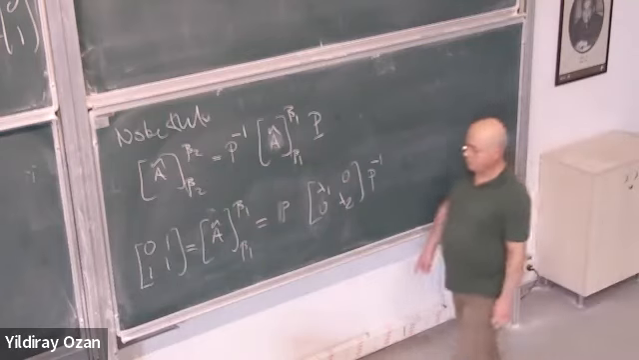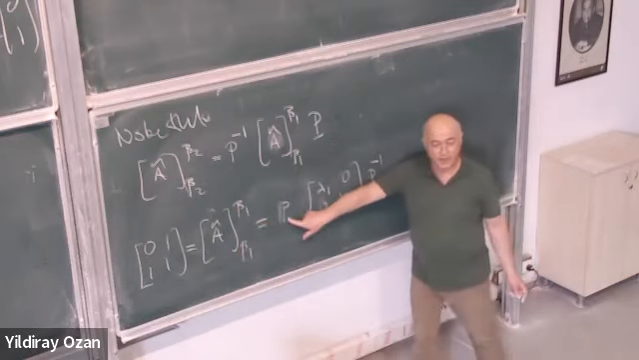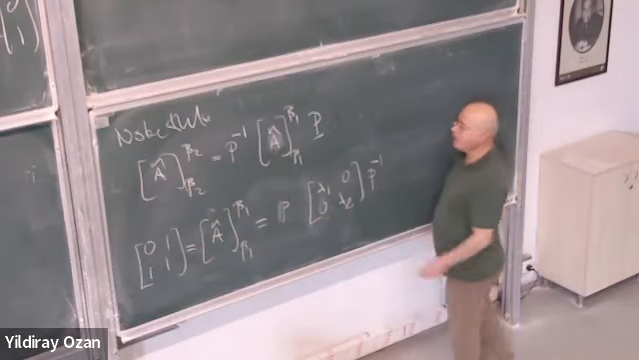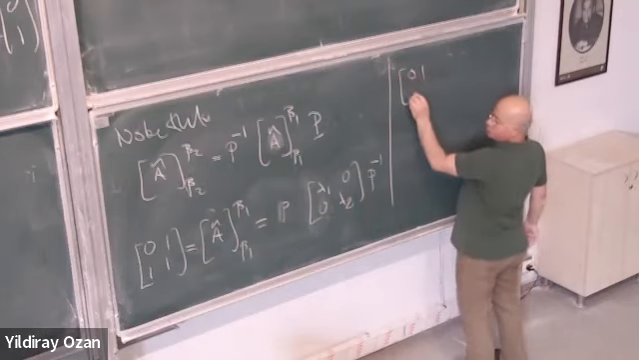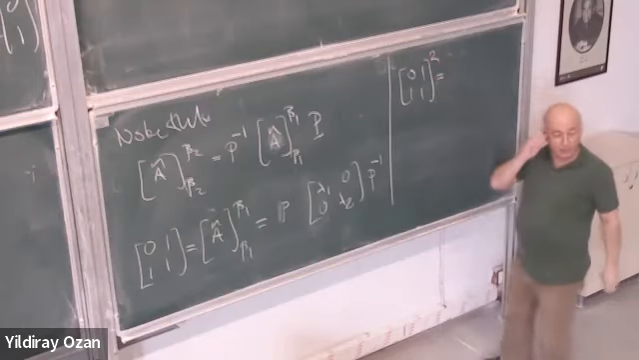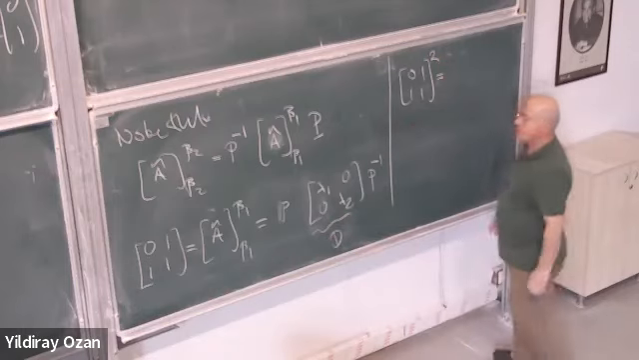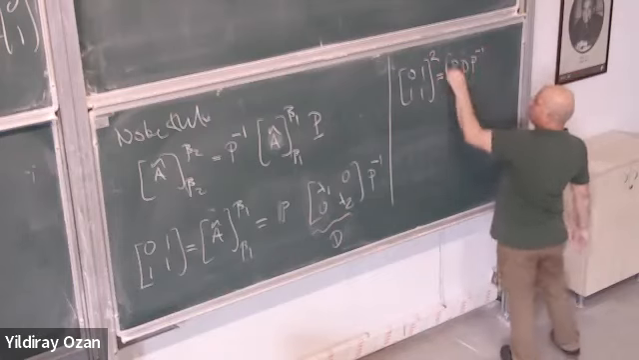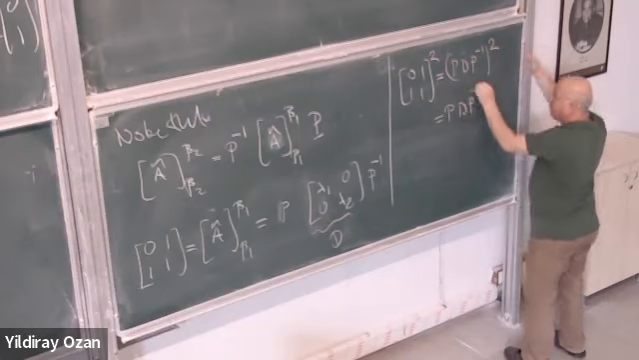Okay, now this matrix is just P times this diagonal matrix times P inverse. Now, what is nice about this is the following. What is, for example, the square of this? Well, let me call this matrix D, okay? So it is just P D P inverse, squared. What is this? This is P D P inverse times P D P inverse.